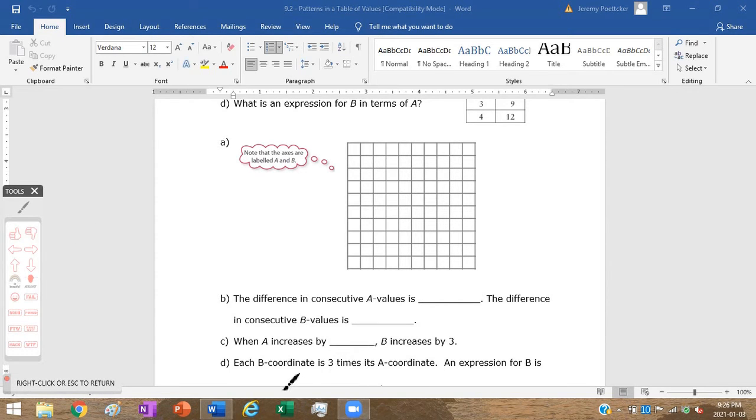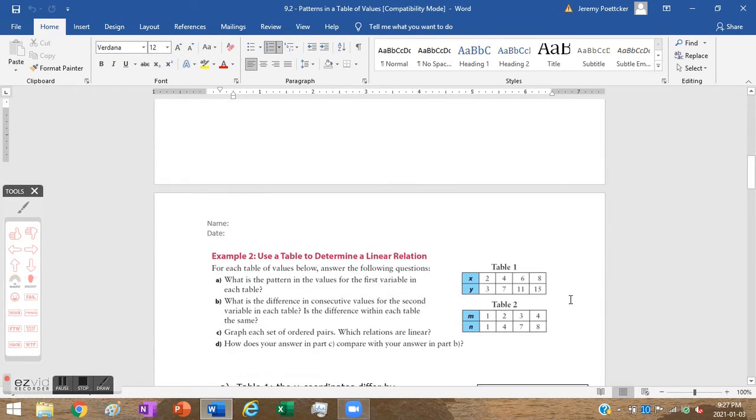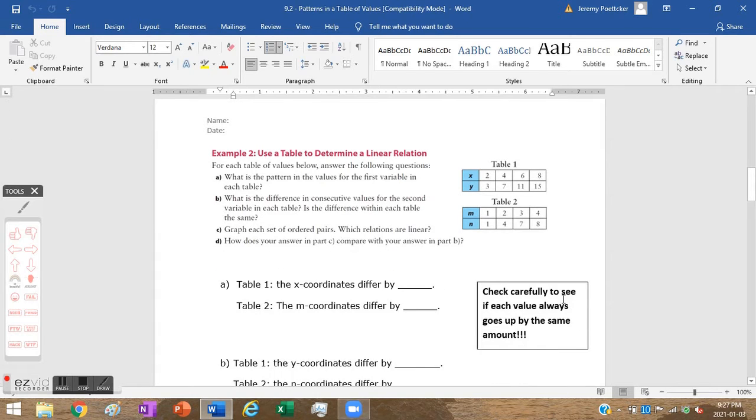An expression for B then is, so right, if we look at this, to get from A to B, that's another way of saying this, we're multiplying by 3. Okay, and so an expression for B then would be that B equals 3A. Right, that would be our expression for B. So actually that is the equation. The expression for B would be simply just 3A. All right. And that's really what we're getting at here with this.